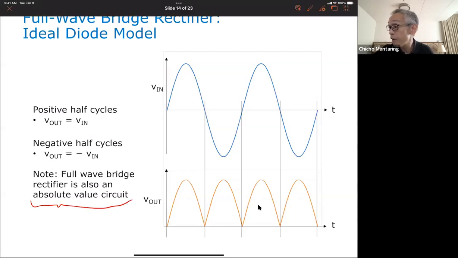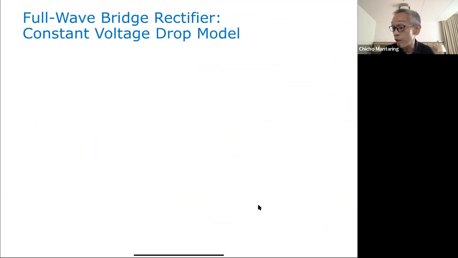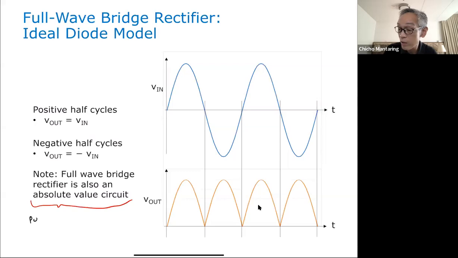It can be called an absolute value circuit, or it can act as a polarity converter, a polarity corrector. Okay, for example, if you have a gadget that you know will break if the battery is reversed, what can you do? What you can do is attach a full wave rectifier to the input. Because if you do that, when the battery is reversed, it's going to just convert it to positive.